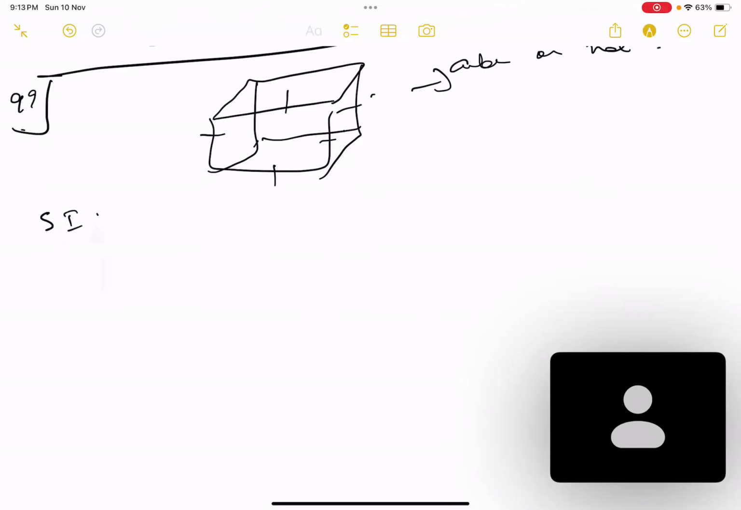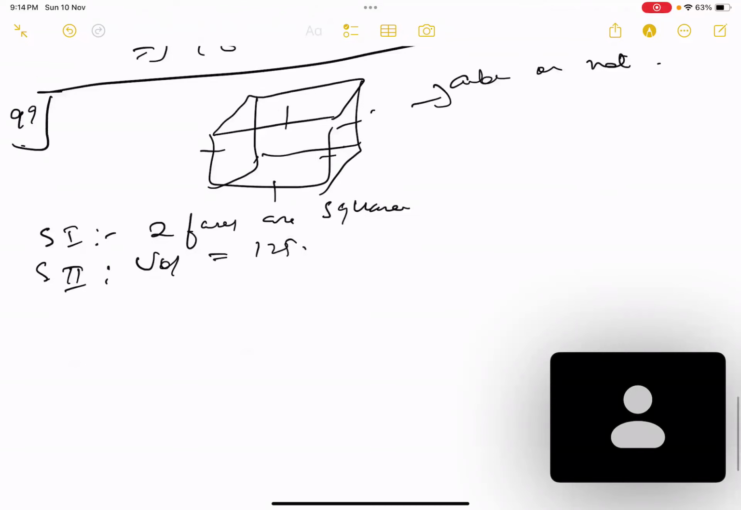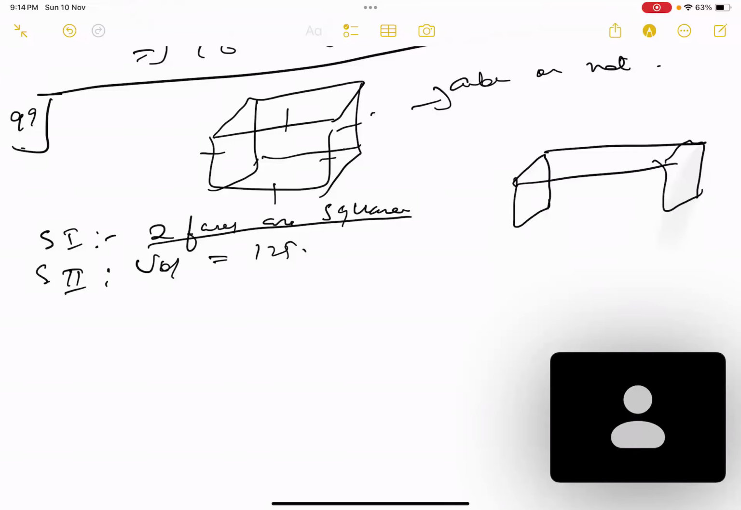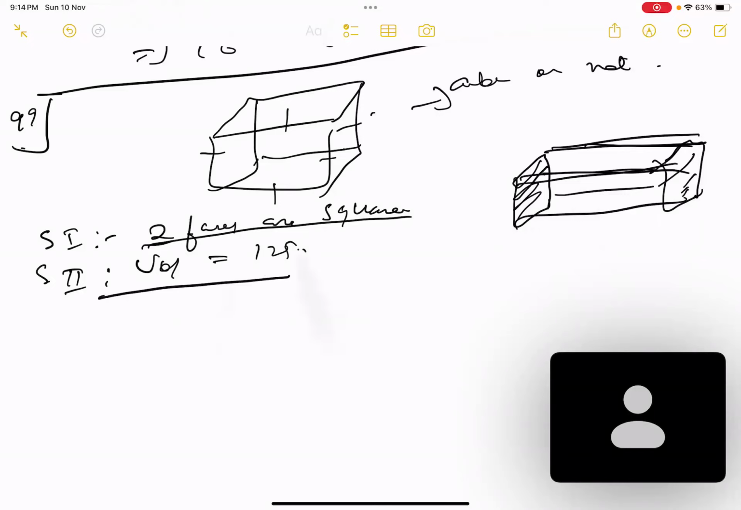Statement 1 says that at least two faces of the rectangular box are square. Statement 2 is volume is 125. Now, see, even if the two faces are square, it can still be a cuboid. How? This face and this face, though they are square, still this is not a cube, right? Because the length may vary. So this one is not sufficient. And statement 2 simply says that the total volume is 125. So it can have any value.